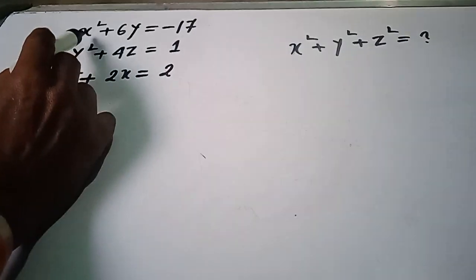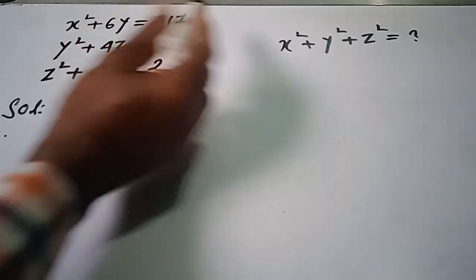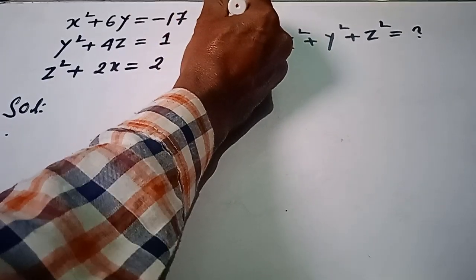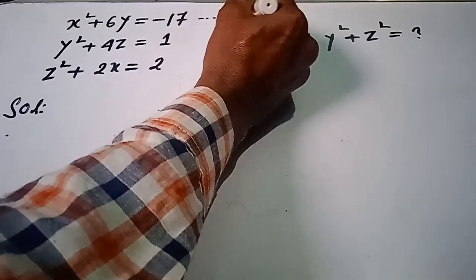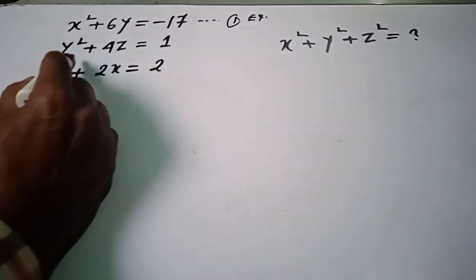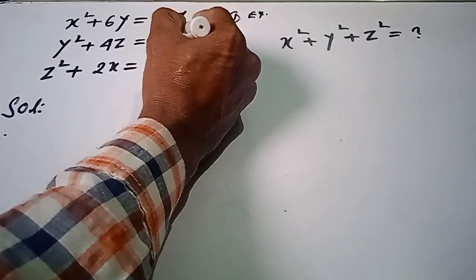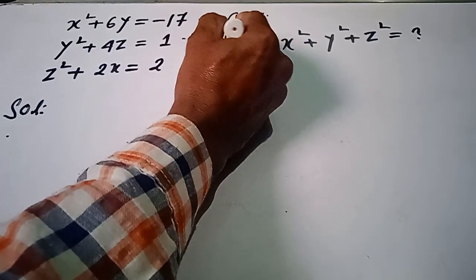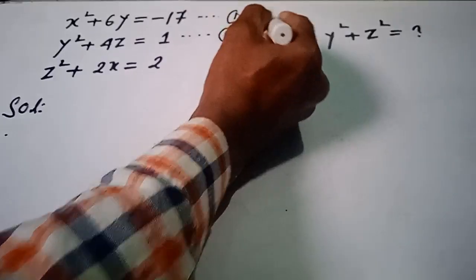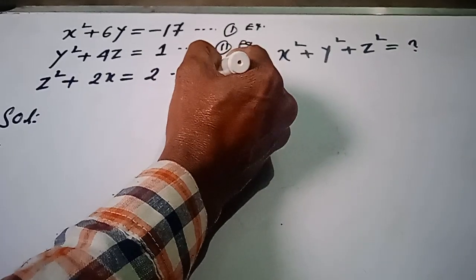Solution. At first, x square plus 6y is equal to minus 17, equation 1. Here y square plus 4z is equal to 1, equation 2. Here z square plus 2x is equal to 2, equation 3.